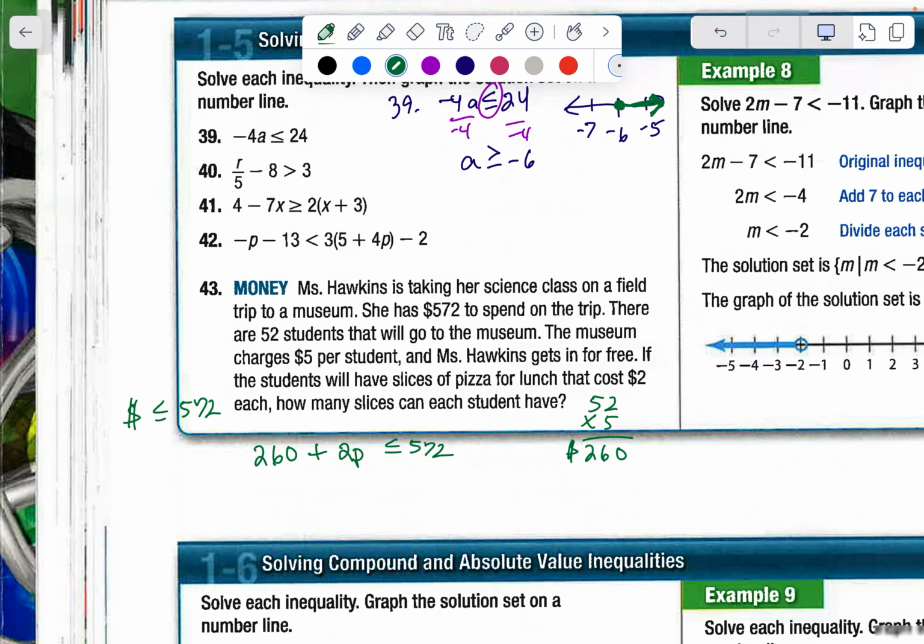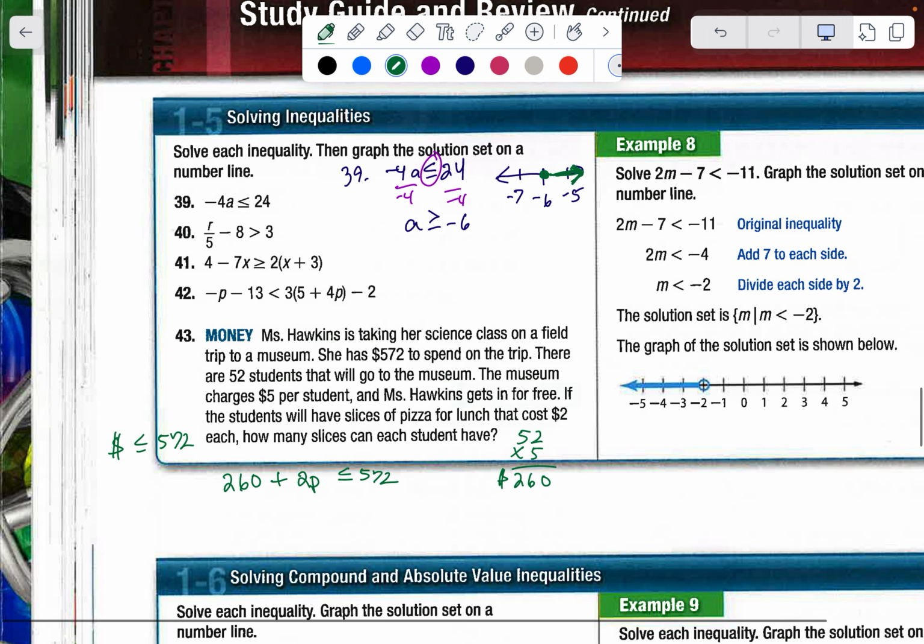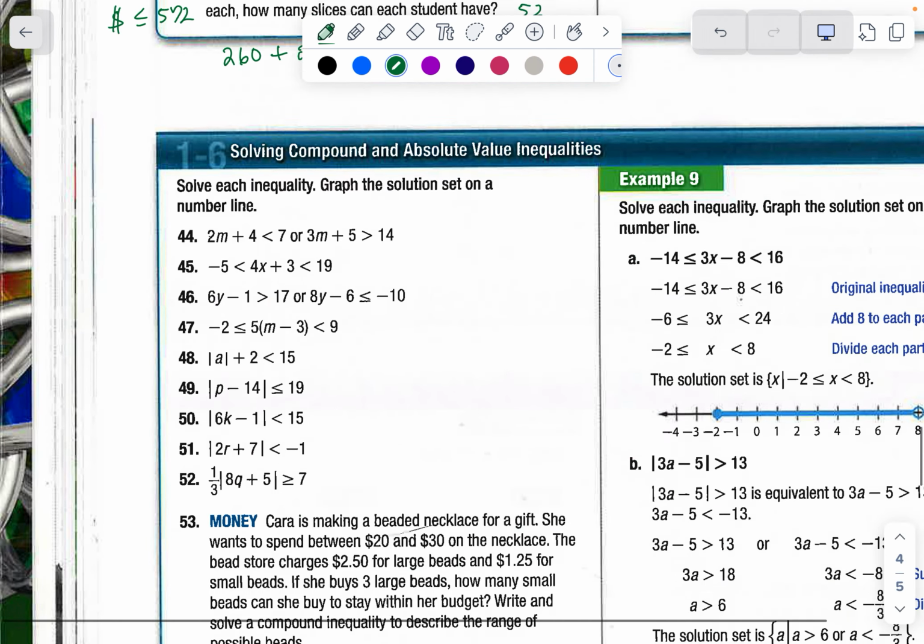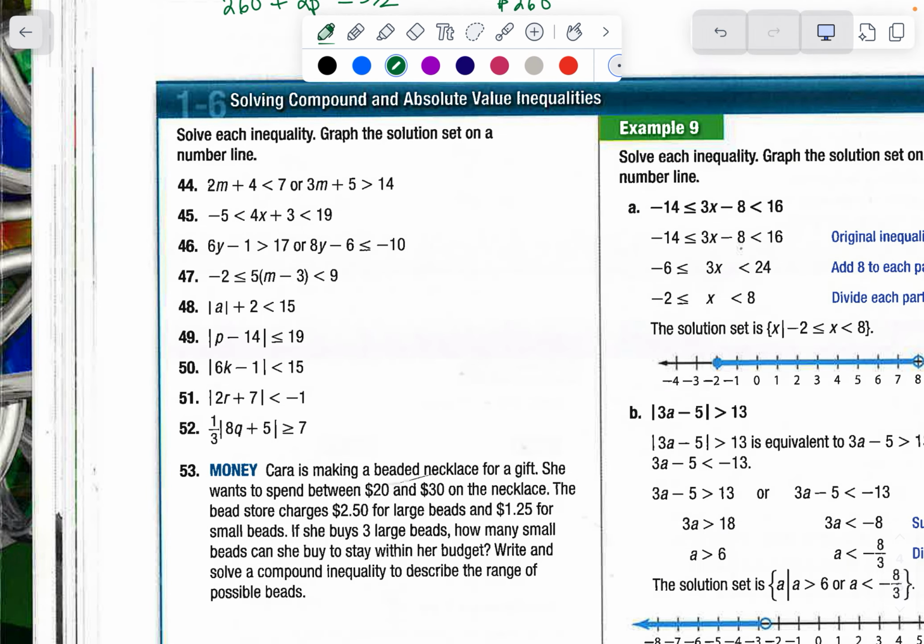Any questions about the 1-5 section? So just inequalities, if you divide or multiply by a negative, flip the symbol. That's the main thing to do. Make sure you show me a graph. Okay, now let's take a look at the 1-6 section. I'm going to do one or two of each, and then I'll help you set up the word problem.